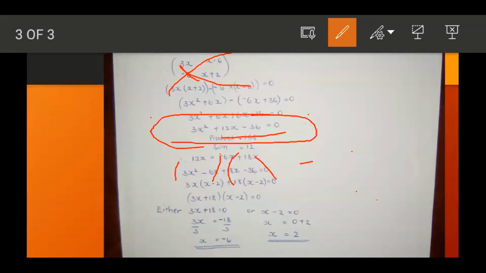Then get this one, you add to this one. And the other one is common, so it will be 1. So 3x plus 18 into x minus 2 is equal to 0. So either 3x plus 18 is equal to 0, getting our x as -6, or x minus 2 is equal to 0, getting x as 2. So either x will be -6 or x will be 2.